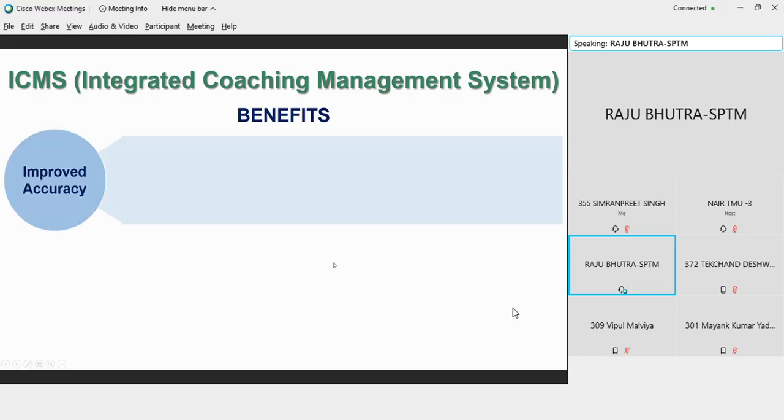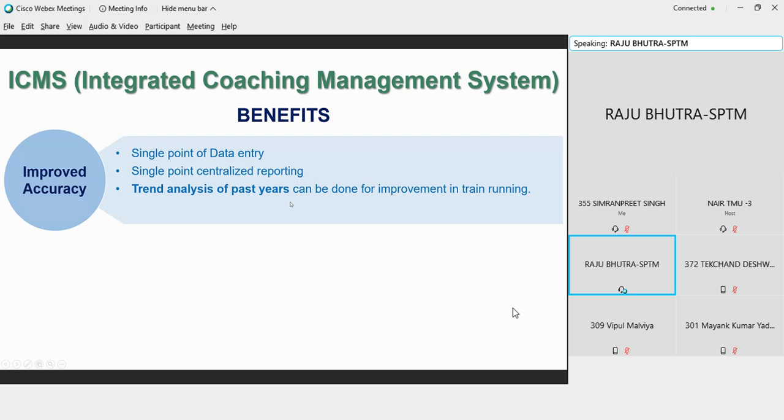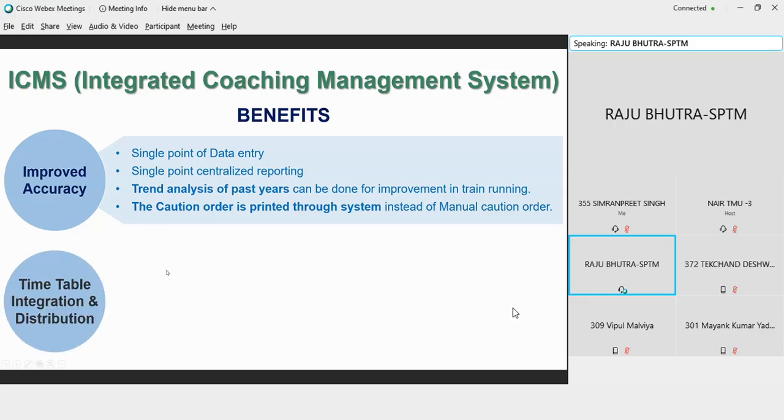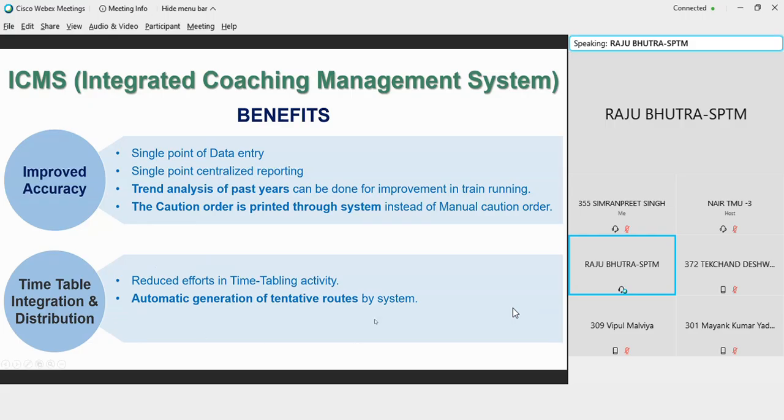What are the benefits? Improved accuracy, single point of data entry. This centralized reporting is there. Trend analysis of past years can be done, and the caution order can be printed using this system. Caution orders, instead of being prepared manually, can be printed using this software. Timetable integration and distribution can be done. Reduced efforts in timetabling activities. Automatic generation of tentative routes and uniform, non-redundant train master data management can be done.